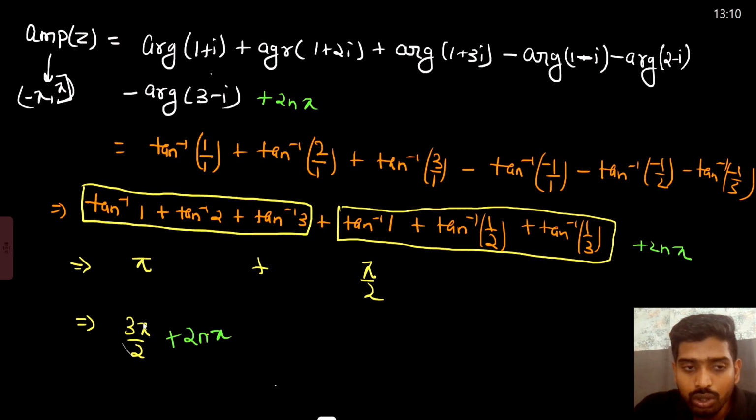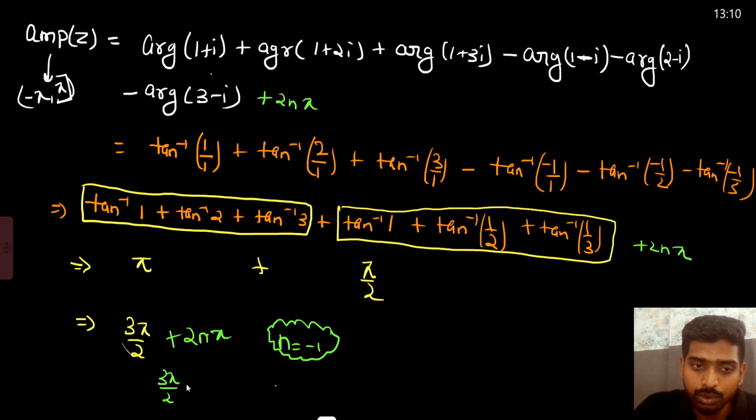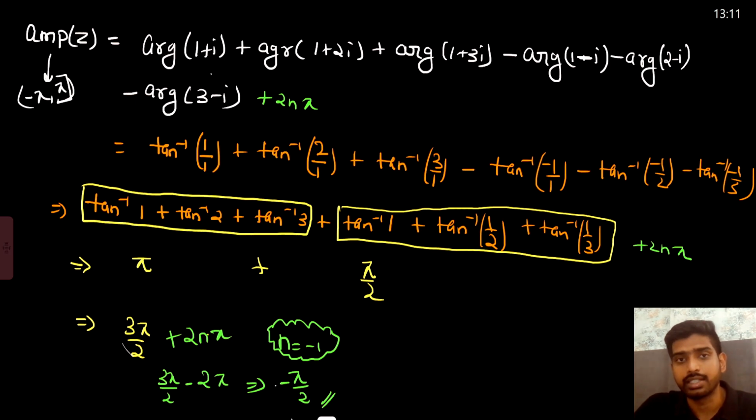Now, to bring it in this range, what value of n should I keep? It is more than pi, so we have to decrease this. So the n value I'll keep here is minus 1. So here we'll get 3 pi by 2 minus 2 pi. So this will be equal to 3 pi minus 4 pi over 2, which is minus pi by 2. Minus pi by 2 is our answer.